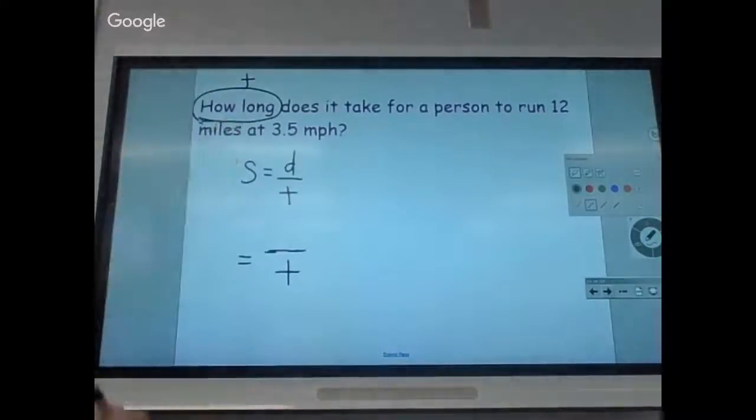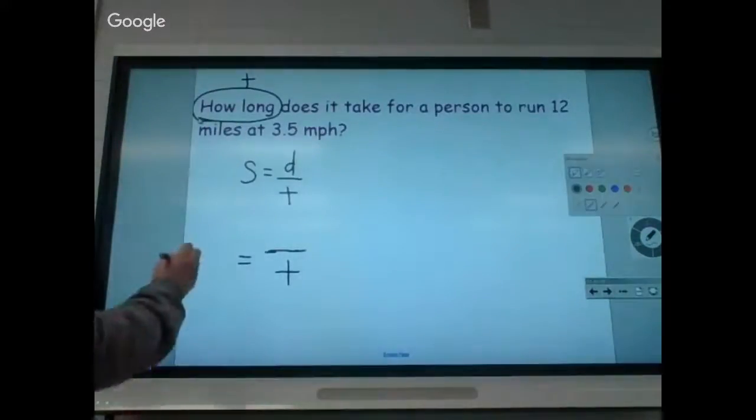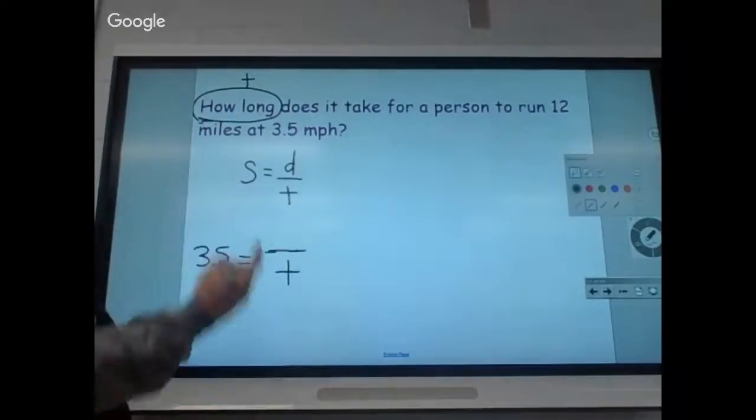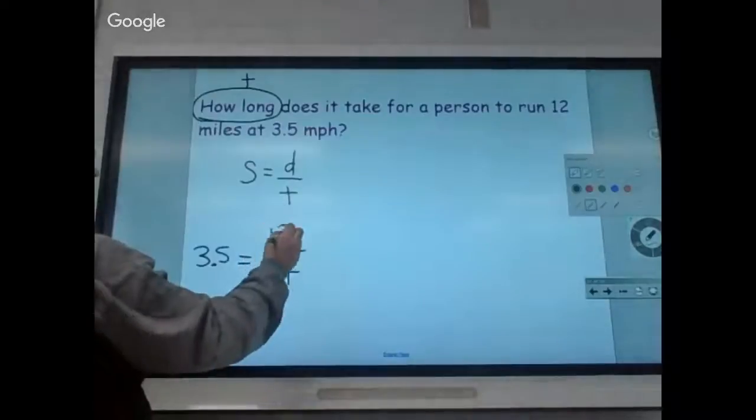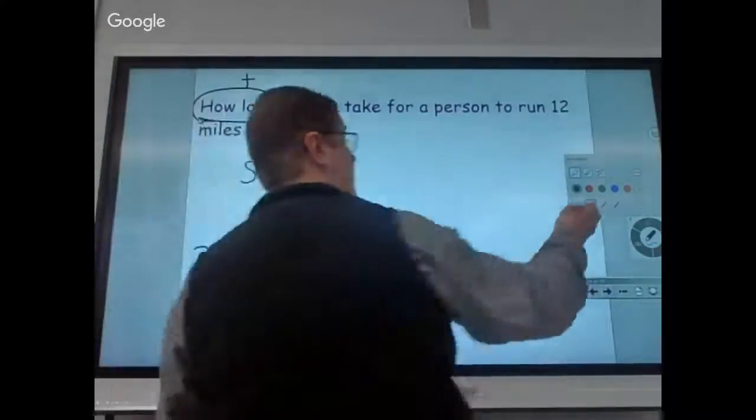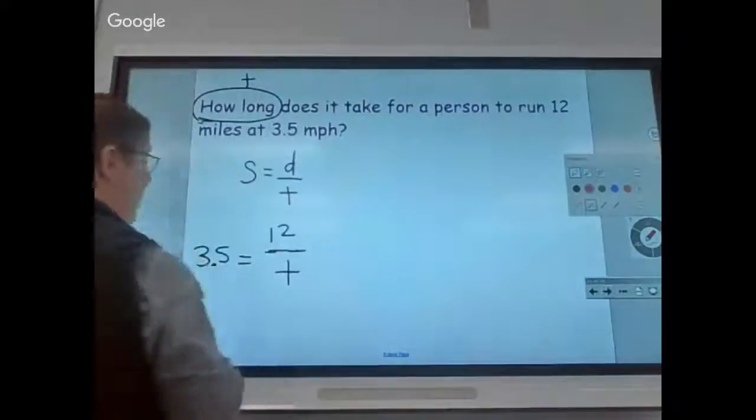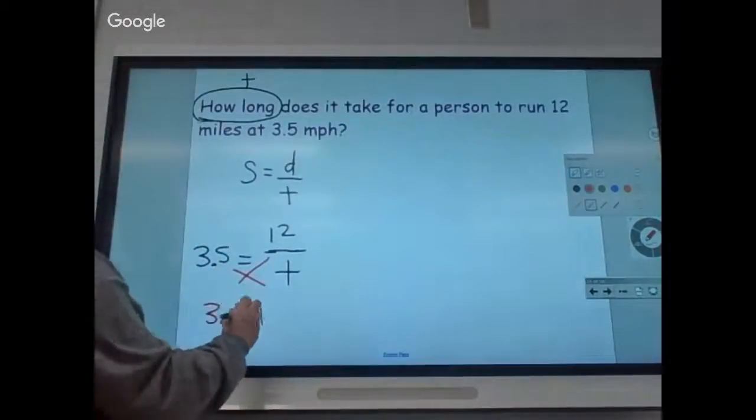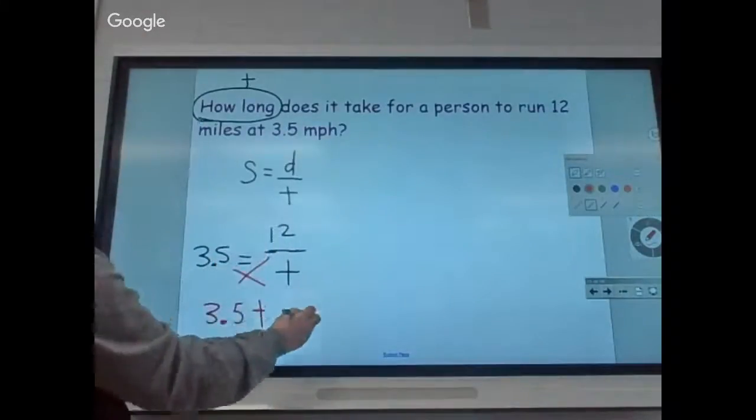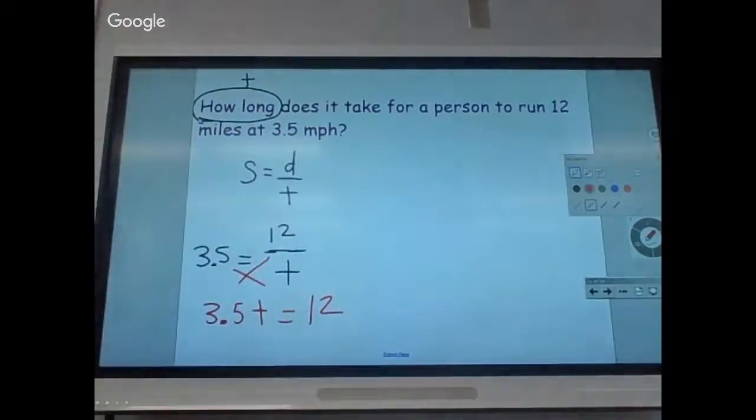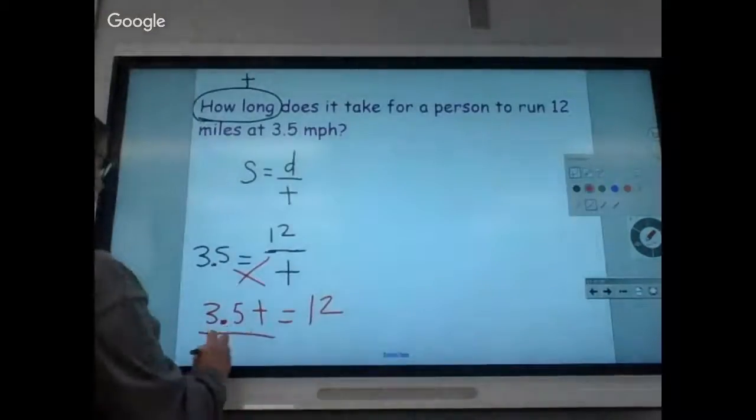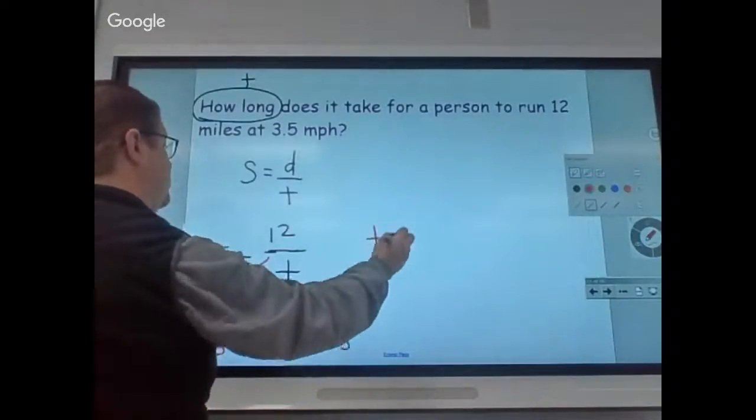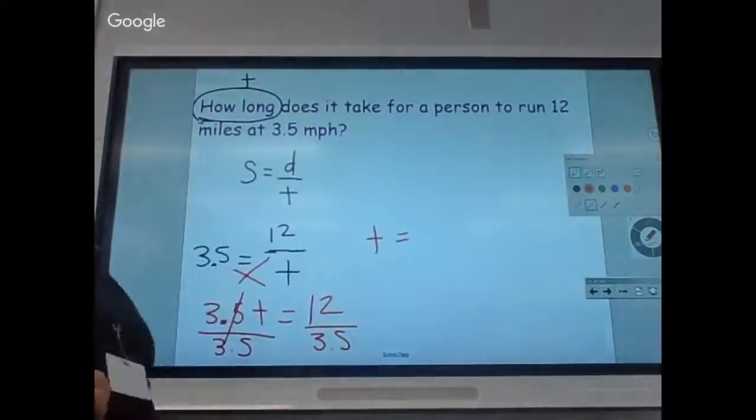Okay, so which one is speed up here? 3.5 miles per hour is speed. How far or the distance did we go? 12 miles. So do just what we did when we did density. You're looking for something in the denominator. Cross multiply. 3.5 t equals 1 times 12 is 12. So how do you get t by itself? Divide by 3.5. So time equals, what's 12 divided by 3.5?